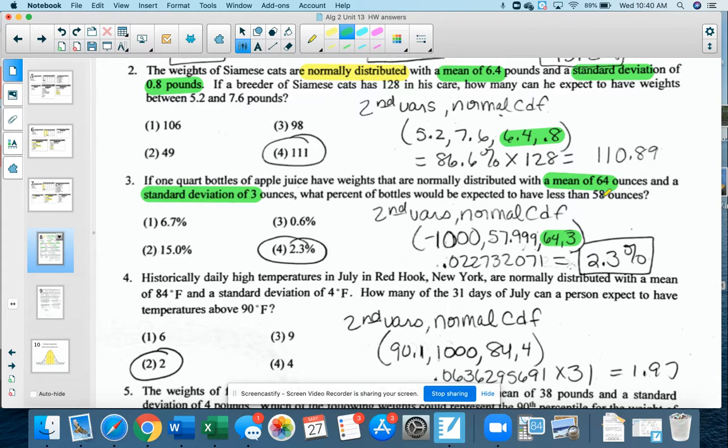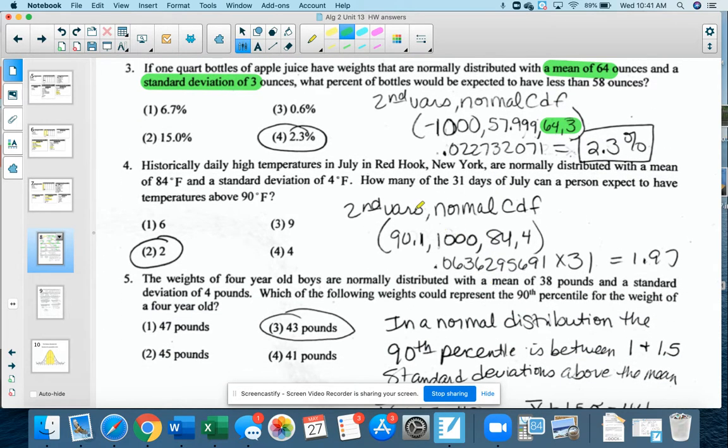So anything less than 58, I have no lower number. So my lower number is negative 1,000. My upper number is 57.999 because I want to be less than 58 ounces. All of that goes in my calculator. So my lower, my upper, my mean, my standard deviation goes under second VARS normal CDF. And that gives me 0.02273. So if I move my decimal 2 places, it is 2.27 or 2.3%.